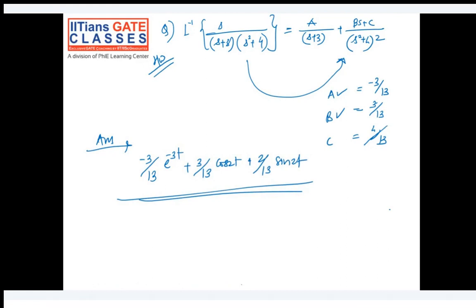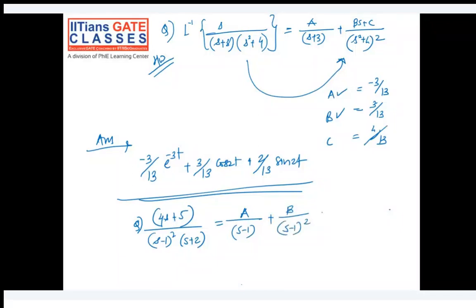Yeah, one last question for homework, for which I don't have the answer, but I'll explain the approach. So whenever this kind of question you get, can you tell me how you will do the partial fractions? Can you tell me what I should write? A by S minus 1 plus B by S minus 1 whole square. Perfect. So here this you should know, and then C divided by S plus 2.